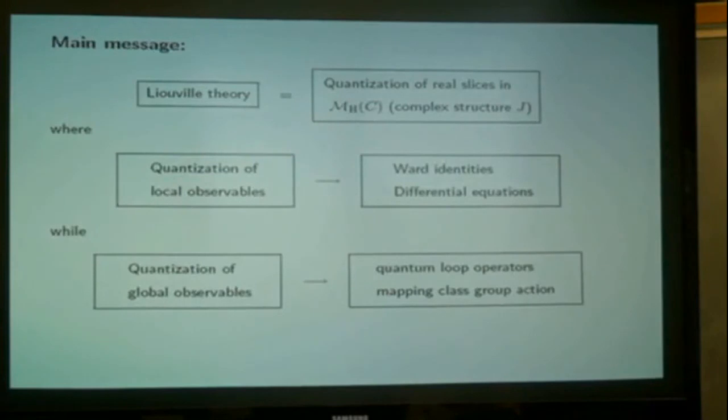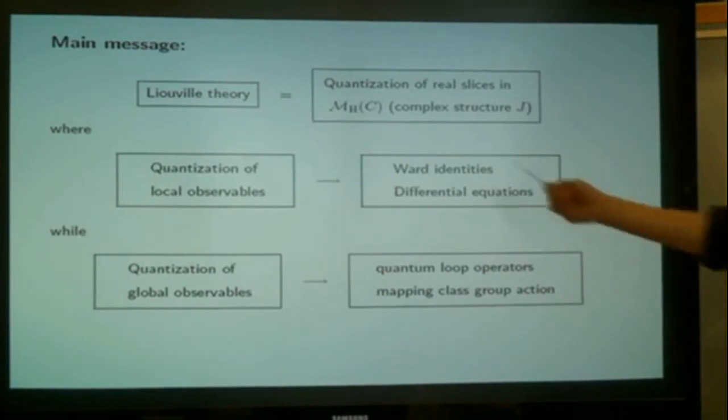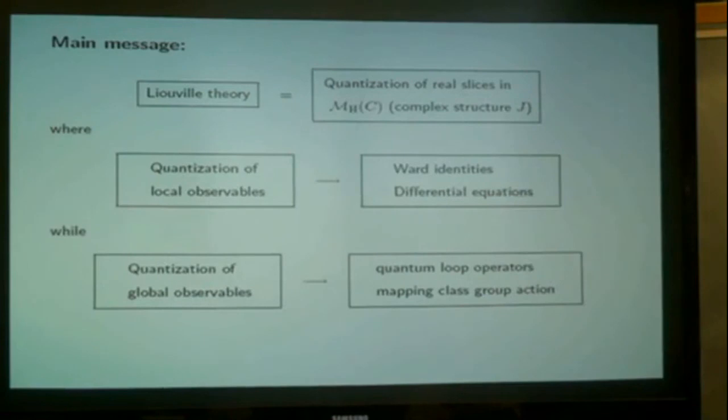Yeah, let me come to the end. So basically, I hope to have conveyed a certain message. Liouville theory is describing the quantization of real slices in the Hitchin moduli space, where we were using complex structure J, or introducing parameter epsilon. I could also hyperkähler rotate away from it. The local observables gave me local structure on moduli space of Riemann surfaces, Ward identities, the differential equations. Quantization of the global observables gives me quantum loop or length operators, and furthermore mapping class group action. And if I combine the two in this Riemann-Hilbert problem, the unique answer on the relation between the two representations are Liouville conformal blocks.